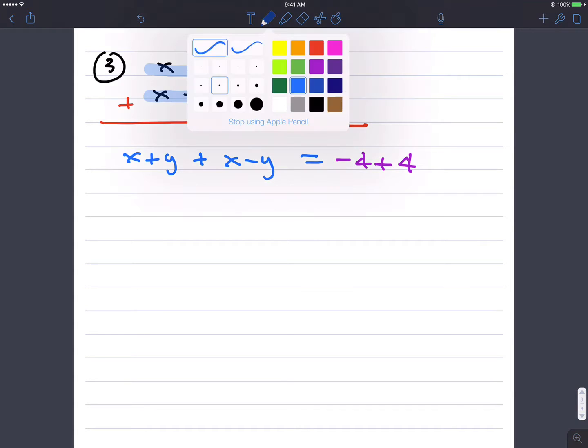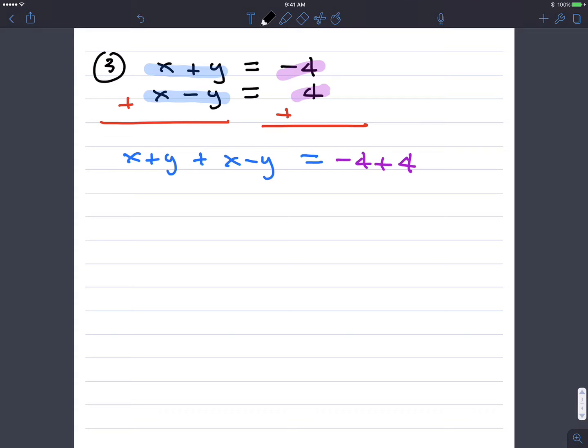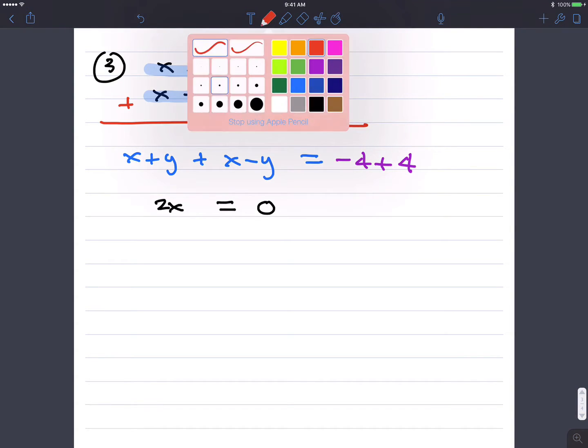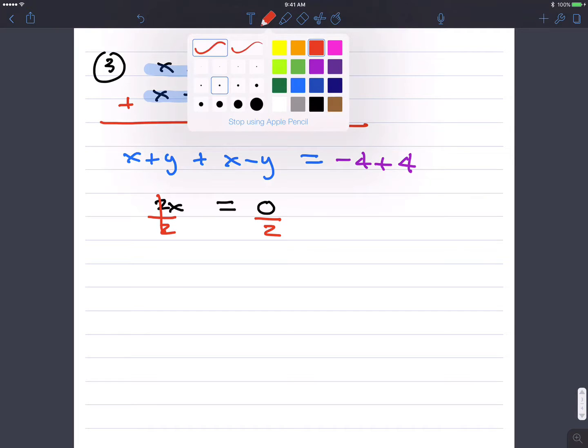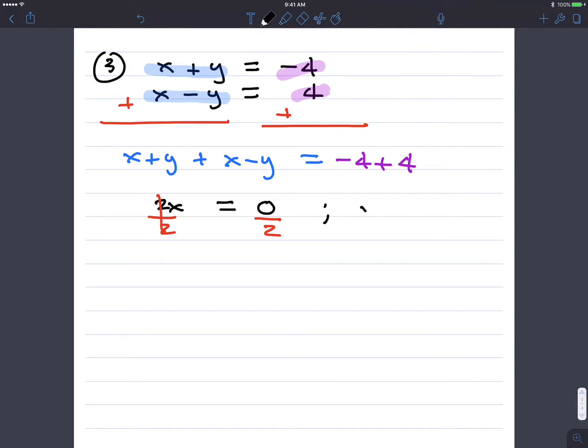So let's go through this. x plus x is 2x. Positive y and negative y is 0. -4 plus 4 is 0. I'm going to divide both sides now by 2. And I end up with x equals 0. Because 0 divided by 2 is 0.